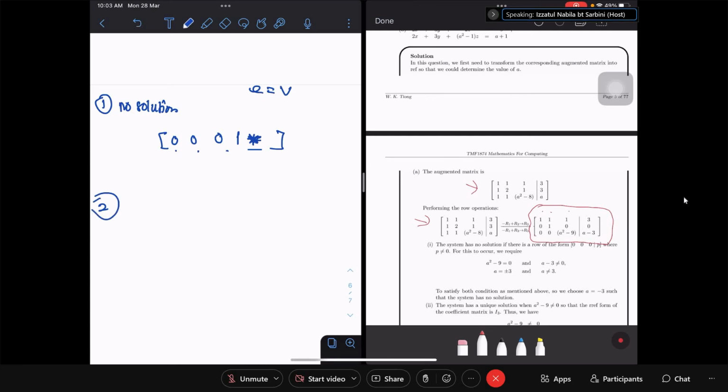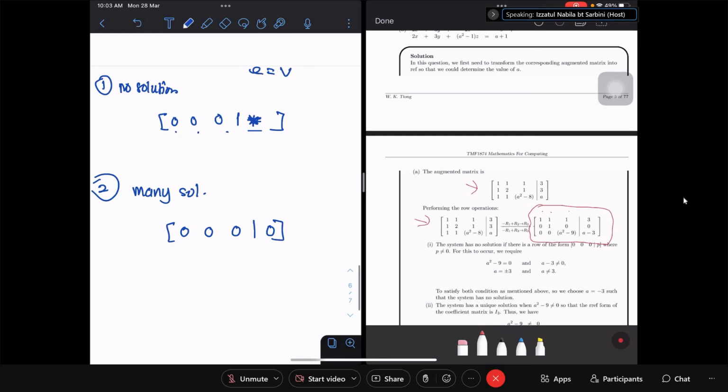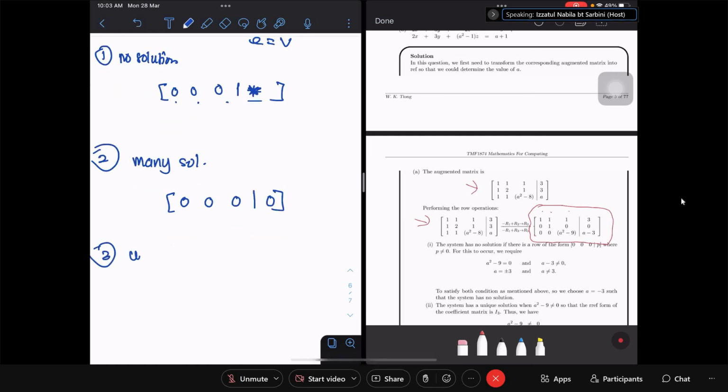Okay, now many solutions. The matrix will give you many solutions if the last row is 0, 0, 0, 0. Okay, this will give you many solutions. And for the unique solution, the last row gives you 0, 0, ada number sini, and ada number sini. This is unique solutions, for 3 by 3, where the number of equations and number of variables are the same.